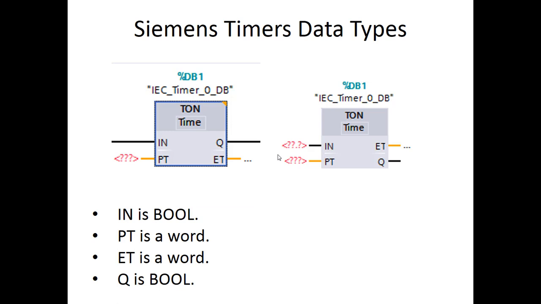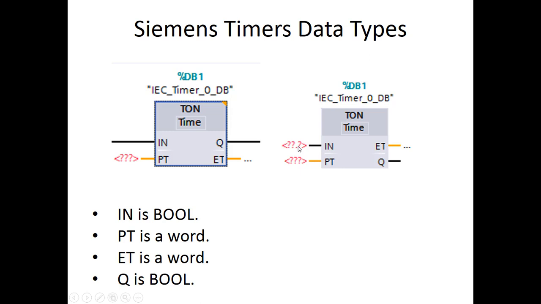So we've got different data types here. Here's my IN. This is just whether it's on or off, so that's Boolean. It's either true or false. Okay, this is my time. This is how long it's timing for, so this is going to be a word. It's coming in as a word, and if you put in like 4S, it'll take 4 seconds, or 2S, 2 seconds. So that's how long I'm going to be timing for.